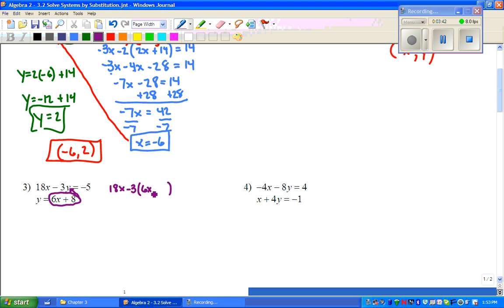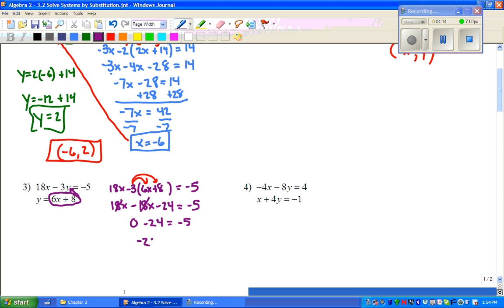So you've got 6x plus 8 equals negative 5. Okay, again, distribute and distribute right here. So what do we end up with? 18x minus 18x minus 24 is equal to negative 5. Now, let's go ahead and combine some like terms right here. All right, 18x minus 18x is going to give you 0. So 0 minus 24 is equal to negative 5.